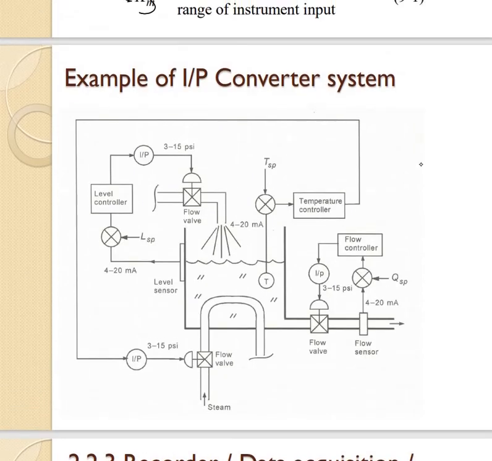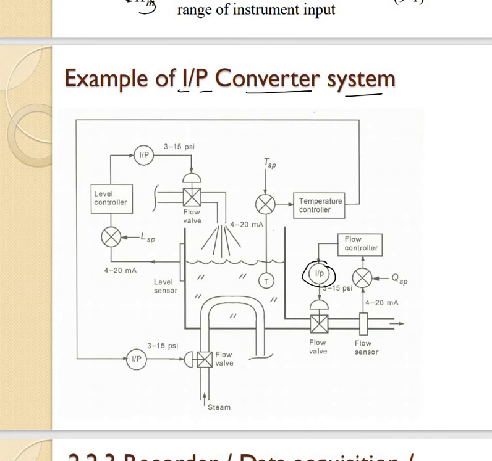Now I will show you the example of the current to pressure converter system. Just now we had analog to digital, digital to analog. That one will be used inside the controller itself. This current to pressure converter is an instrument that will be attached after the controller.